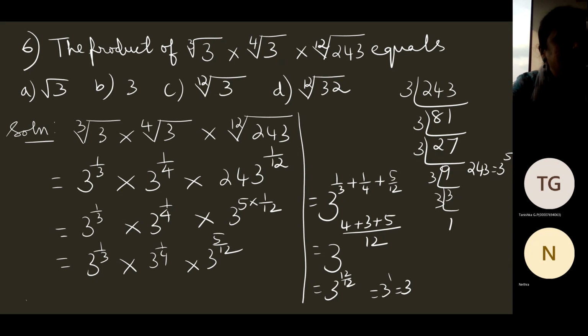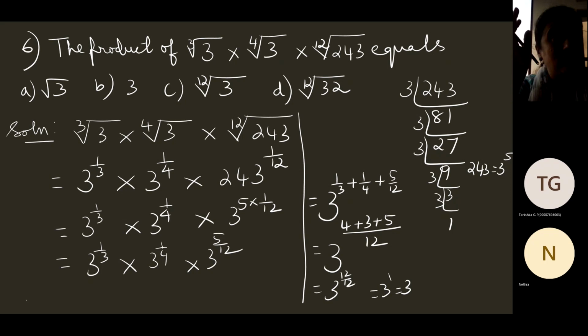When bases are the same and it's multiplication, we add the powers. And when a base is raised to many powers, we multiply the powers. So 3 to the power 5, but it's already raised to the power 1 by 12. Multiply the powers, 5 into 1 by 12, 5 by 12.